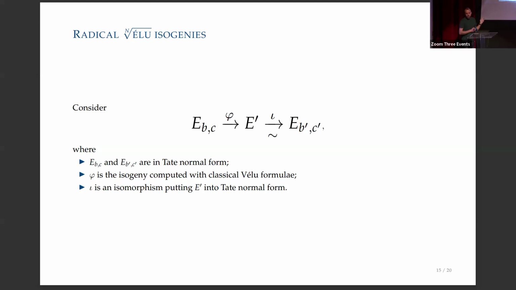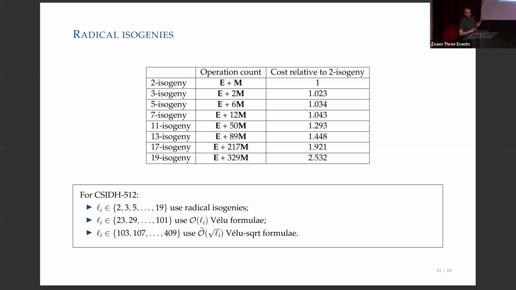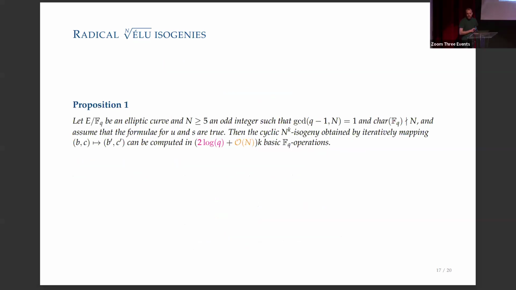So since the classical Vélu formulas were linear, apparently this operation count should be linear in the amount of multiplications as well. And this is the case. This is one of the propositions out of my paper, that we can actually compute an isogeny of degree n to the k with complexity 2 log q plus a linear amount in n times k basic operations.